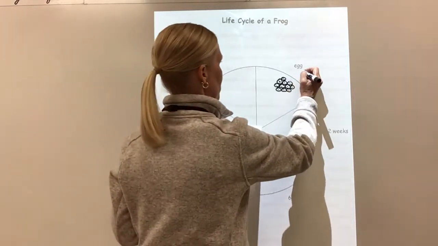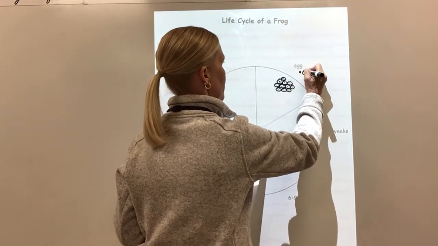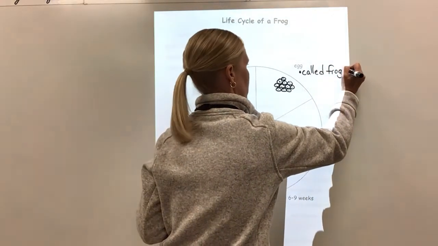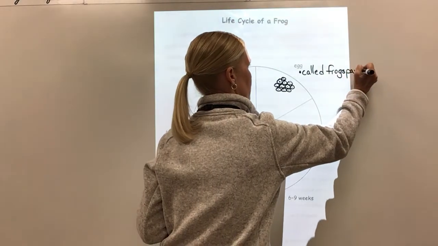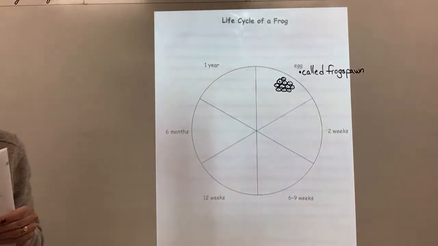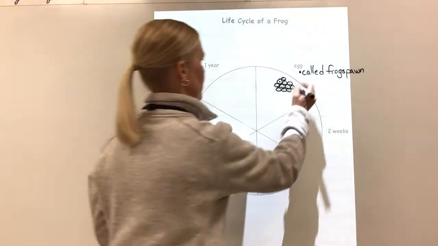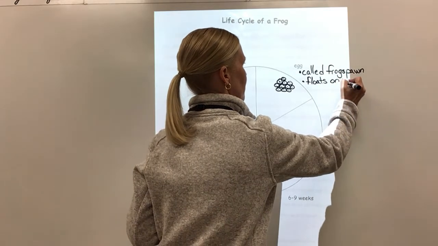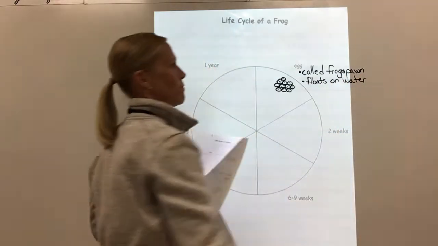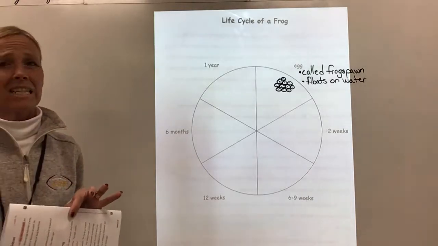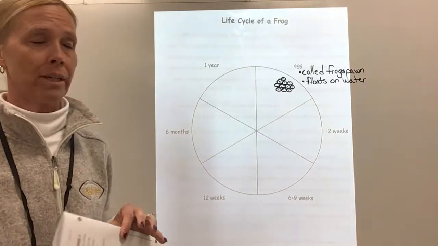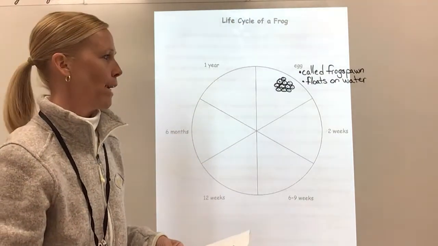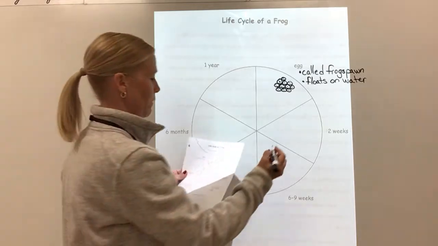Now, the egg, when it comes to a frog, is called frog spawn. It floats on the water. Lots of times, like I said, animals might come along and eat it, but there's usually a bunch of them like this. All right, at 2 weeks, here we go with my wonderful artwork.